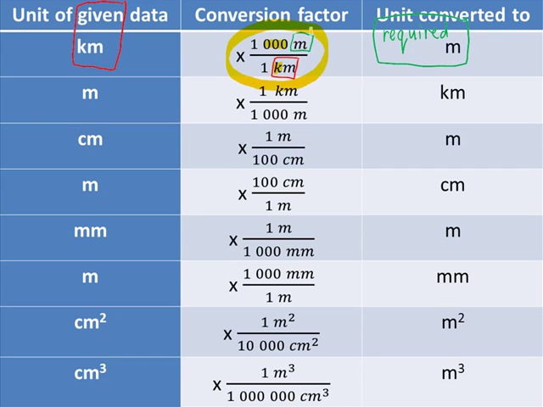Put like this, it is a useful conversion factor for converting from kilometers to meters, because the given unit, kilometers, cancels out, because the given information is at the top of that fraction and the conversion factor also has kilometers at the bottom of it, so they cancel out, and the required unit, meters, is left behind.